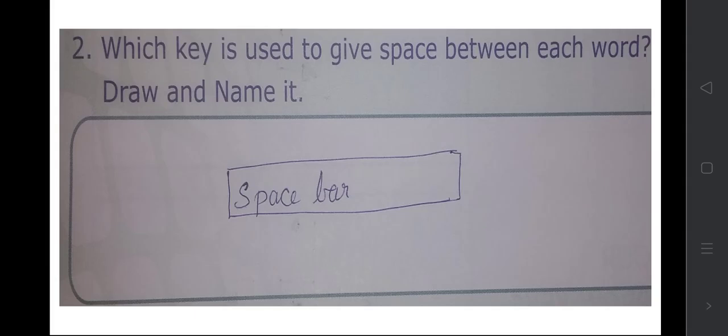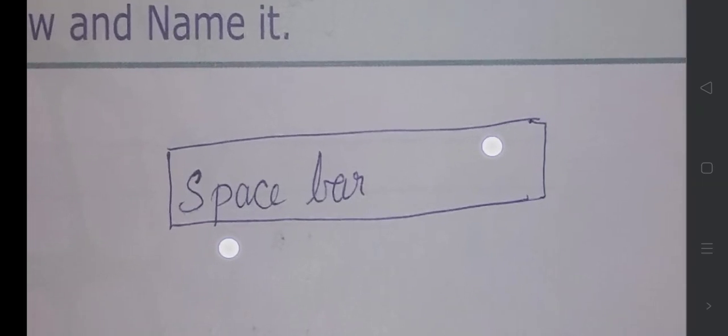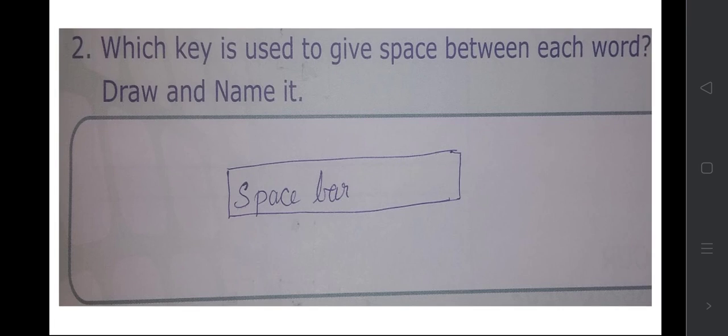Then which key is used to give space between each word? Draw and name it. To give a space between each word, we use this space bar key. Just write space bar and give a rectangle box to it, the word.